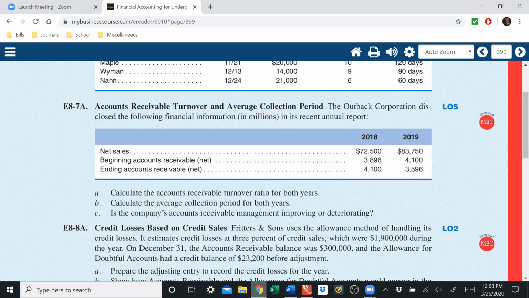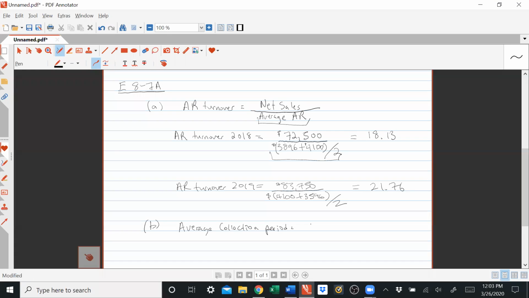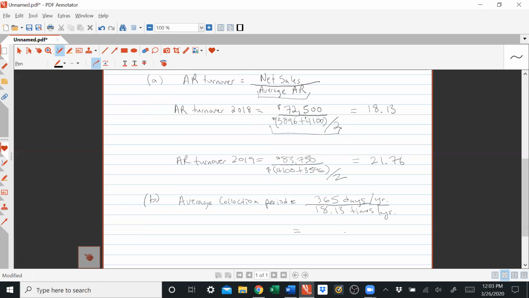Part B, calculate the average collection period for both years. So the formula in general for average collection period is, well, the average collection period. So for example, in 2018, 18 times during the year, they turned over their accounts receivable. So the question is, how many days on average does it take them to turn over their accounts receivable? So we just take the number of days in a year, and we divide that by the number of times they turned over their accounts receivable that year. And that gives us, on average, how many days it takes them to collect their accounts receivable in cash.